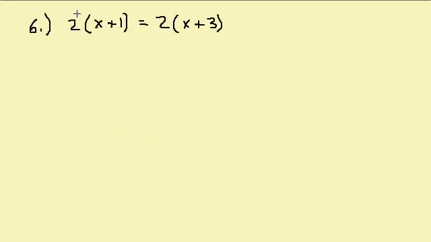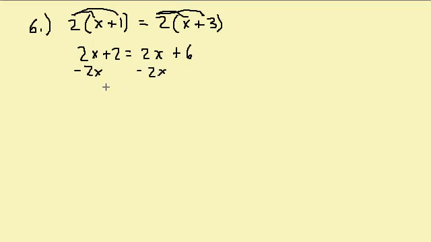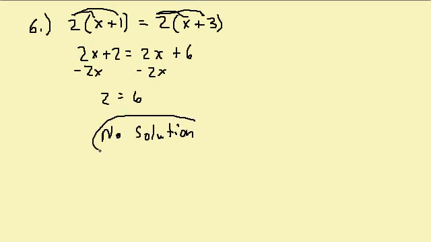Okay, let's look at this one. Clear the parentheses using distributive property. I get 2x plus 2 equals 2x plus 6. Subtract 2x to both sides. I get 2 equals 6. Now here, our variables went out. So we look at this, is this a true statement? It's not. So this one has no solution.